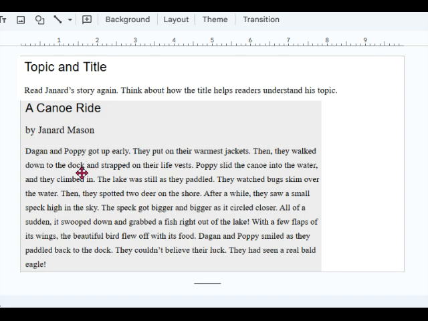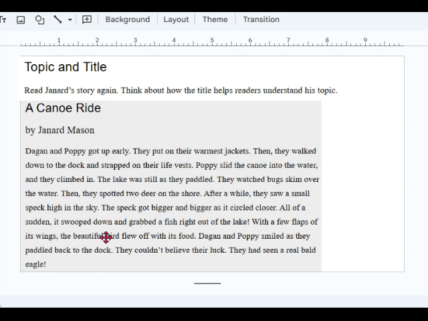Dagan and Poppy got up early. They put on their warmest jackets. Then they walked down to the dock and strapped on their life vests. Poppy slid the canoe into the water and they climbed in. The lake was still as they paddled.